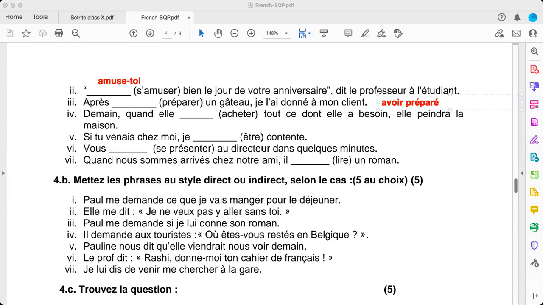Demain, quand elle achète tout ce dont elle a besoin, elle peindra la maison. It's demain, and then there is future simple, and in this you will write future antérieur. Elle a ach, sorry, future antérieur. Elle aura acheté.